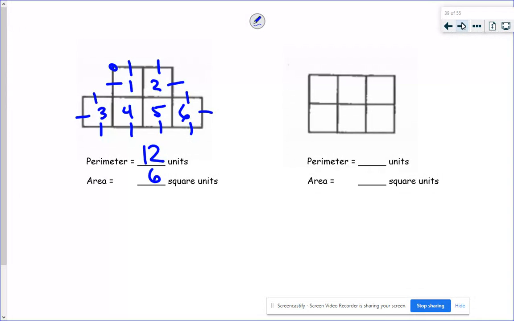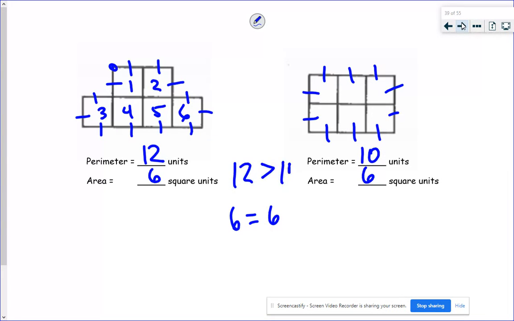The distance around this shape is 10 units, and the area is 6. So the area is the same. The amount of space inside is the same, but the distance around the shape, the perimeter of this shape, is bigger than the perimeter of the shape on the right.